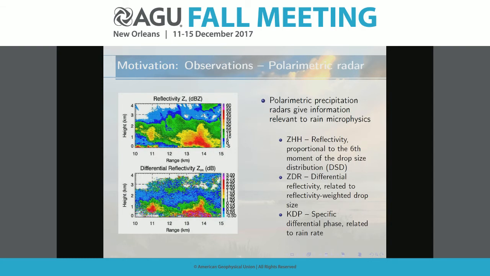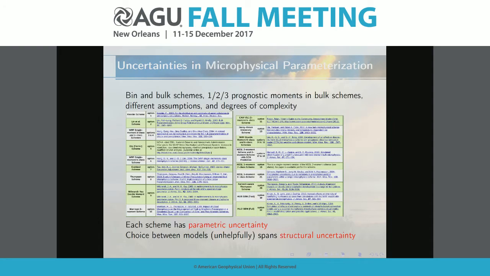Okay, and then we have all these great observations provided by polarimetric radar, for example, that give information about the cloud microphysics processes that we're interested in. So reflectivity is proportional to the sixth moment of the drop size distribution. You'll be seeing DSD a lot, so that's what that means. ZDR, that's differential reflectivity, is related to the reflectivity-weighted drop size. KDP is related to rain rate or rain mass. So these things give us information about the raindrop size distribution. We'd like to leverage that to learn about microphysics.